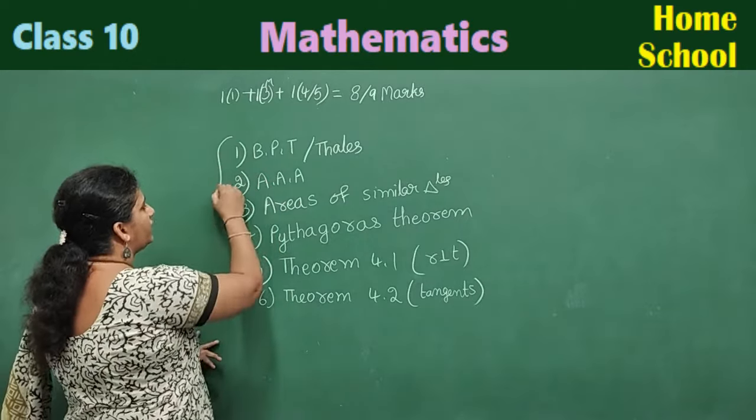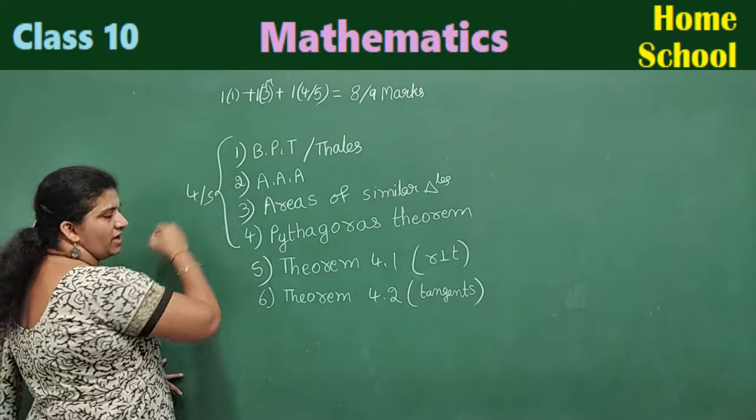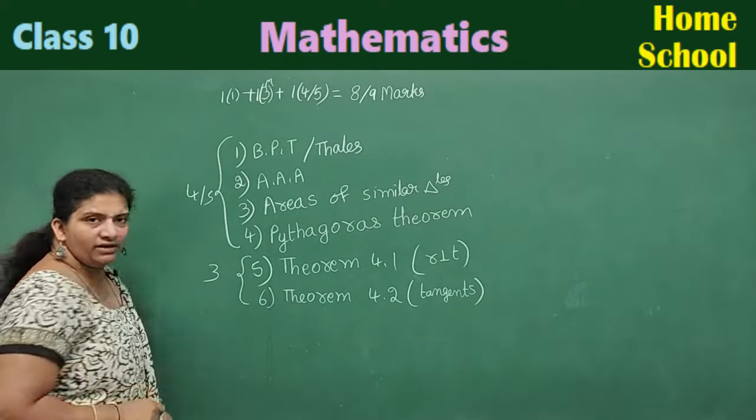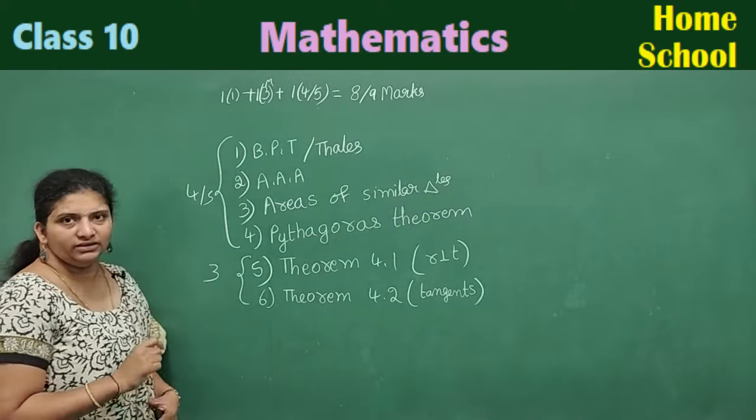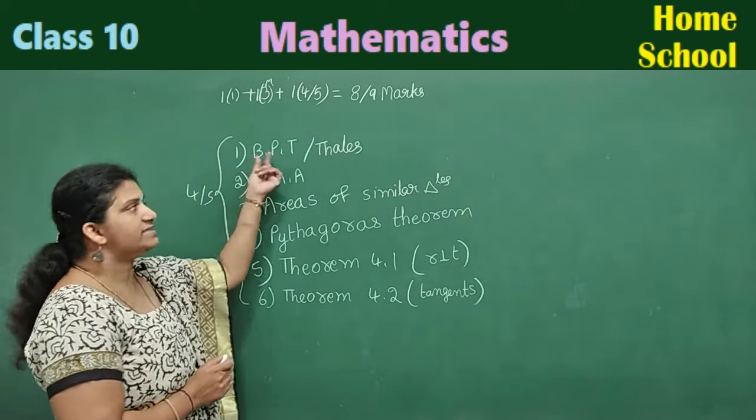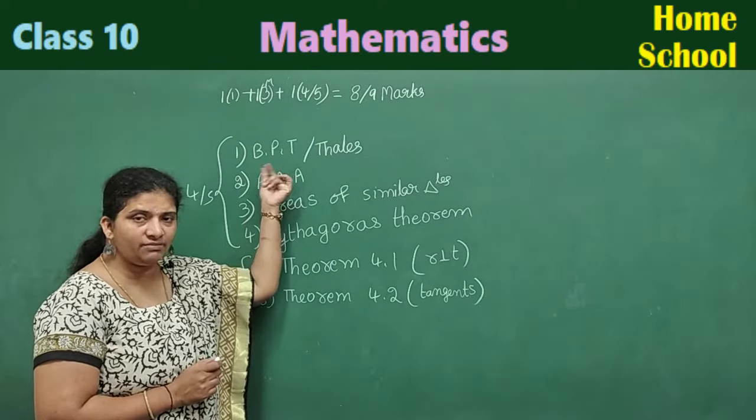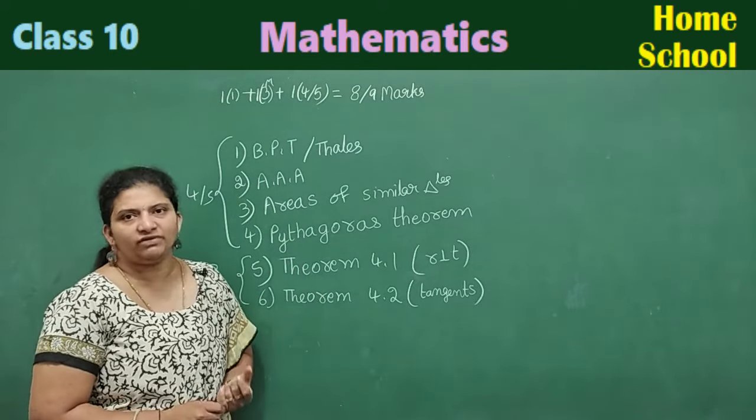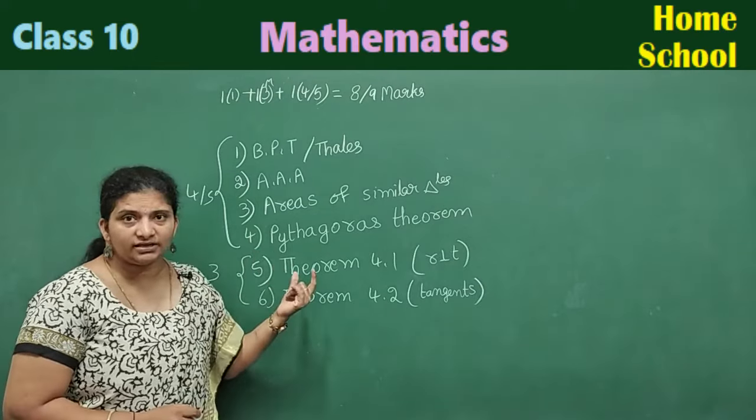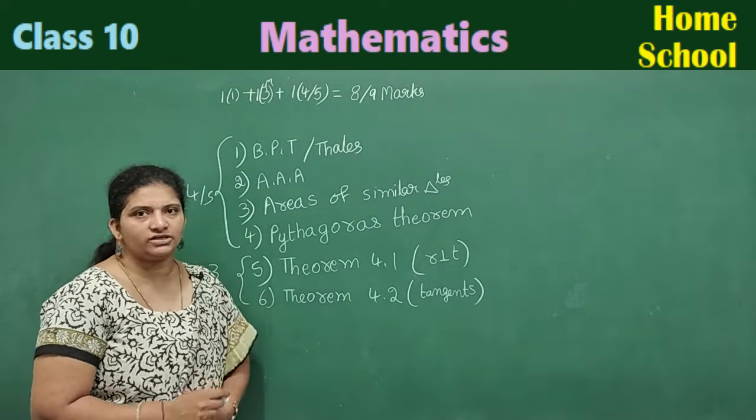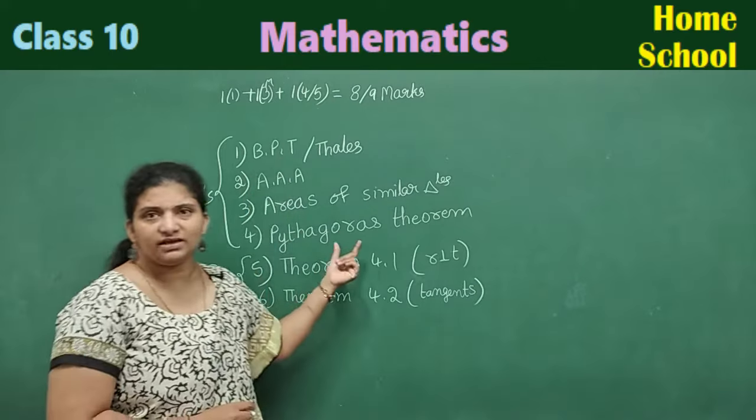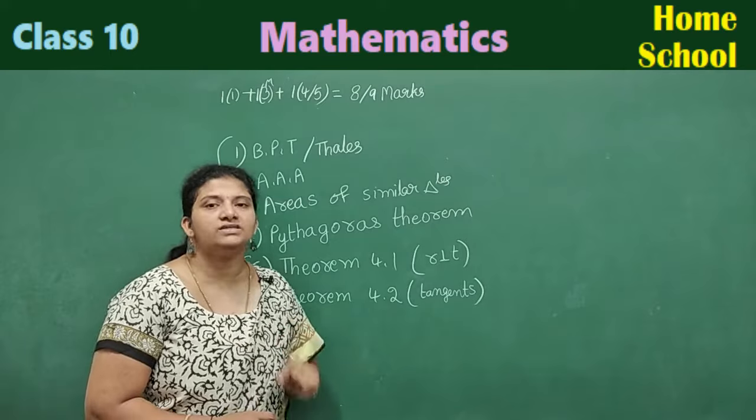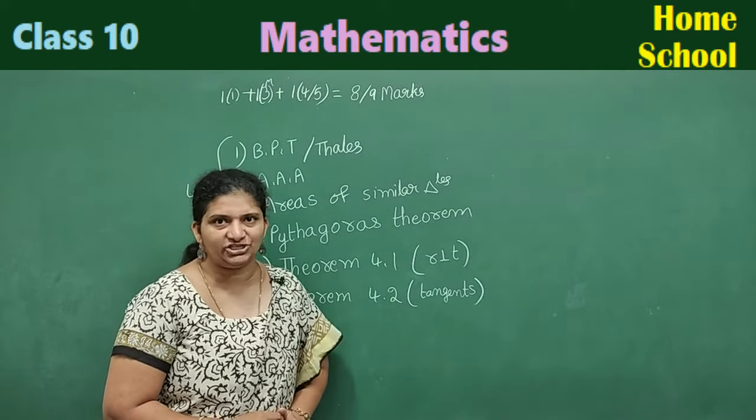So these 4 theorems we can expect for 4 to 5 marks, and among these two, one will be for 3 marks. And coming to 1 mark, they may ask you to state the basic proportionality theorem or state Thales theorem. State in the sense only the statement we need to write. State Pythagoras theorem, state converse of Pythagoras theorem. We have converse of these theorems also, but only the statement is needed. The proof of the converse is not important for this year 2021 examination.